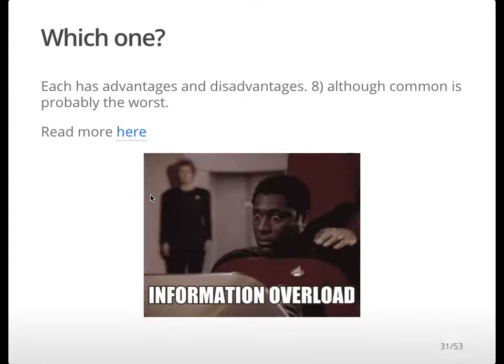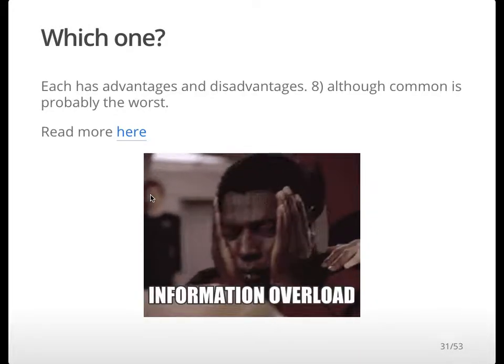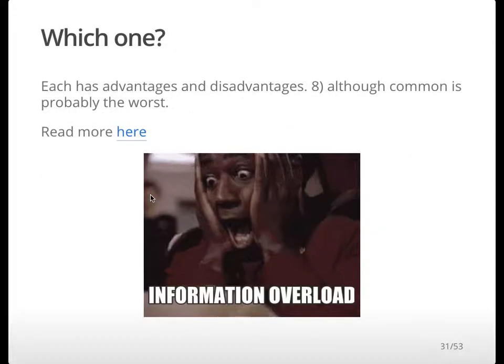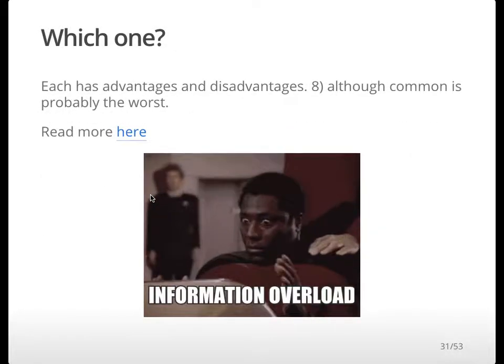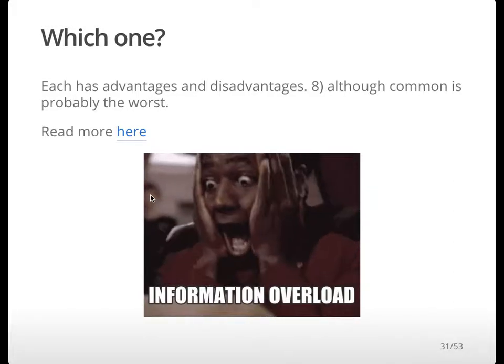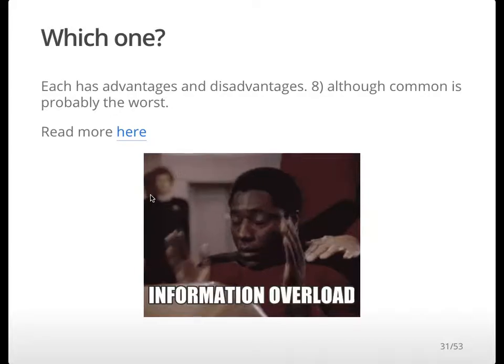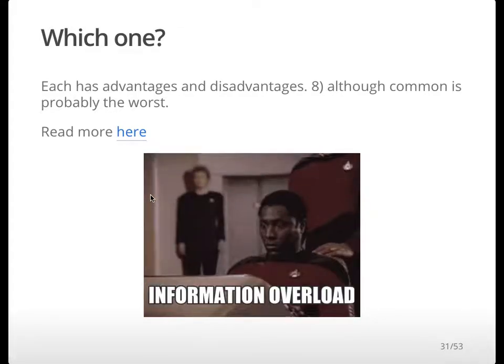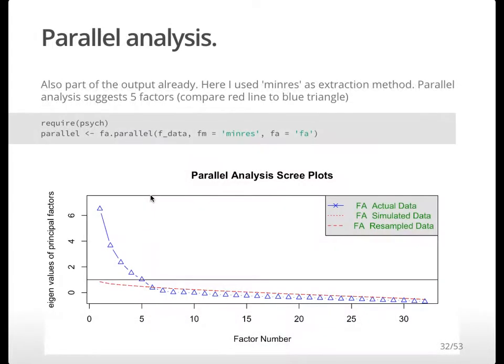The eigenvalue greater than 1 rule, although common, is probably the worst. That's what the statisticians agree on. So stop if it drops below 1. That's usually the worst criterion. And yeah, it's information overload. And you can read a lot more in things. So people had arguments back and forth, and you can read more in that text. And I'm just going to give you some examples and how to find them in your output and how to interpret them.